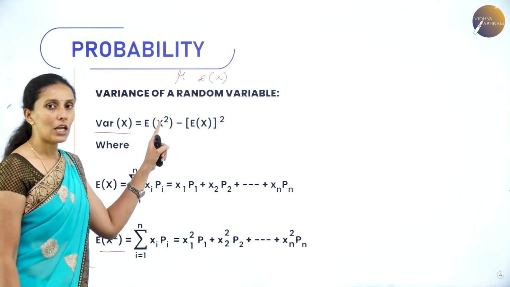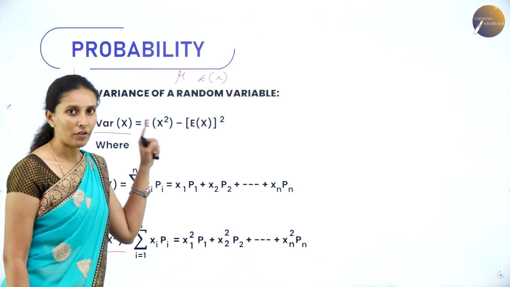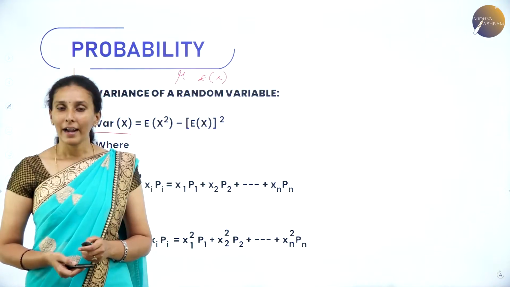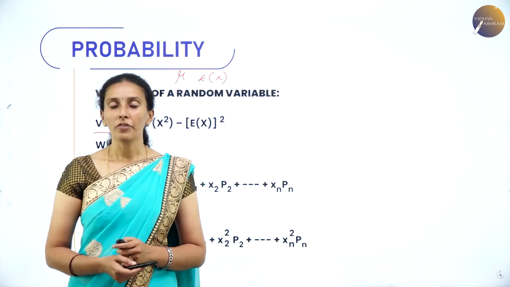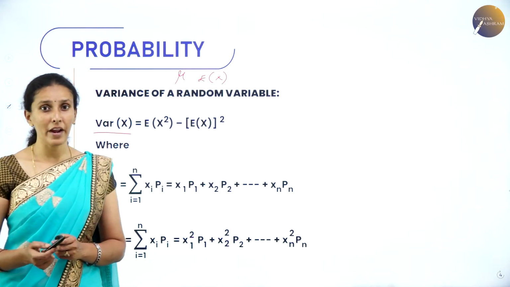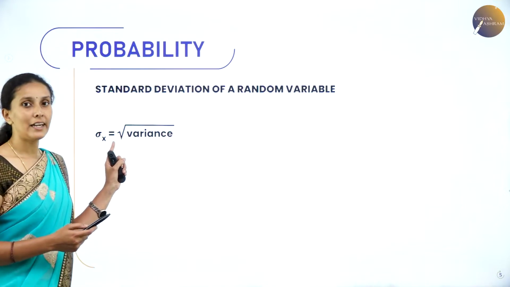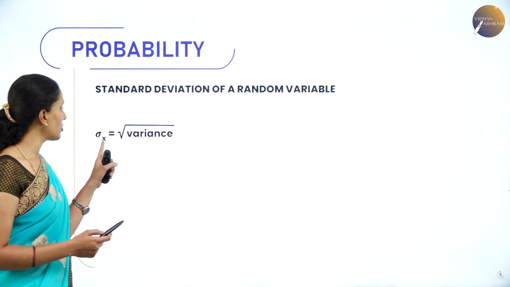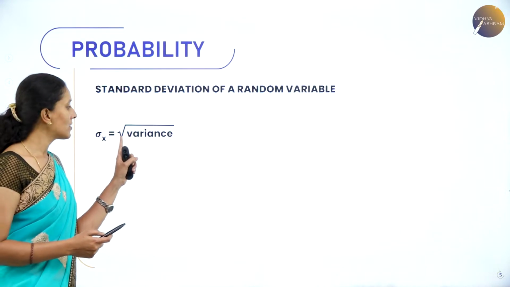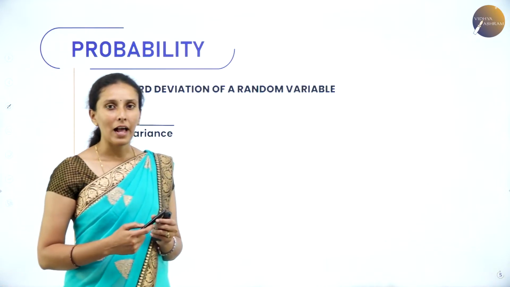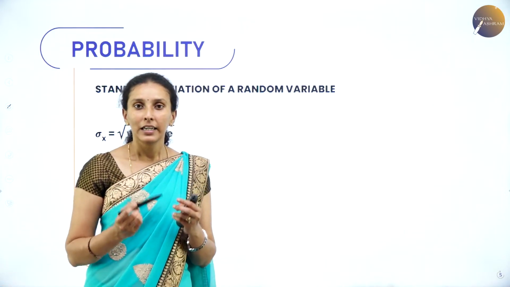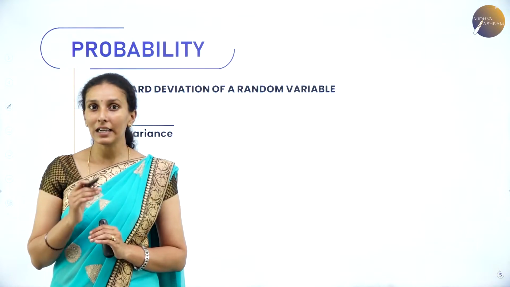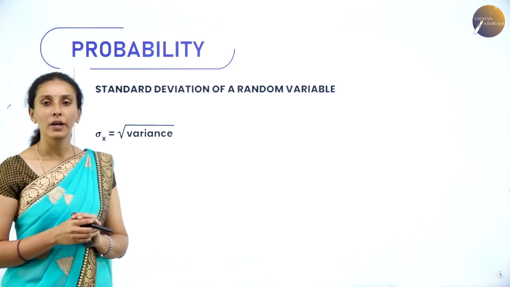The difference between E of x square and the square of the mean of a random variable will give you the variance of a random variable. And once you know the variance of a random variable x, you can find its standard deviation. We know that standard deviation is denoted by the symbol sigma. Sigma x, the standard deviation of a random variable x, is given by the square root of the variance. So, whatever value you get as the variance, take the square root of the variance and take the positive value. That will give you the standard deviation of the random variable.